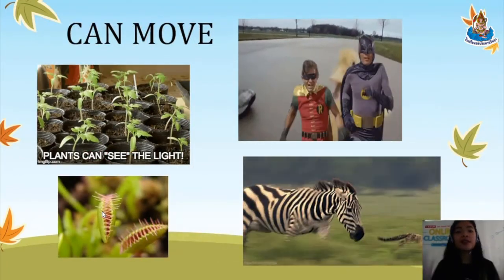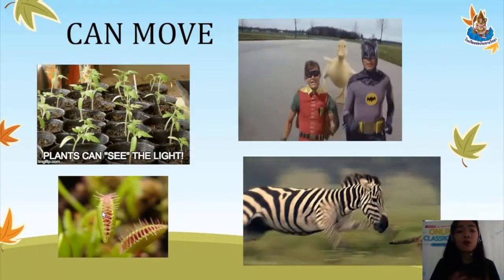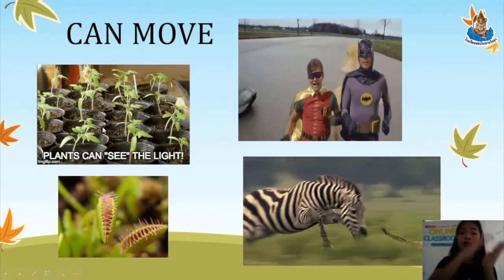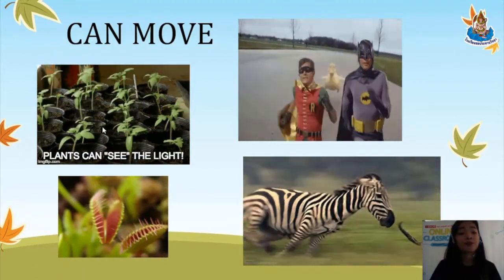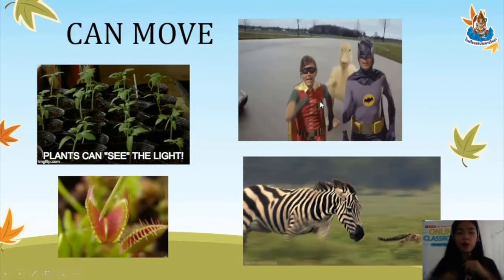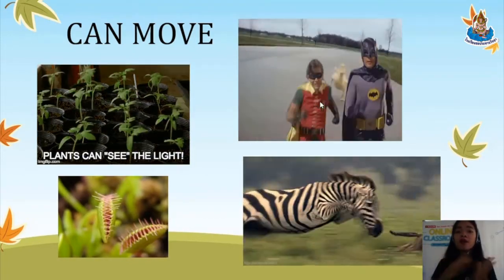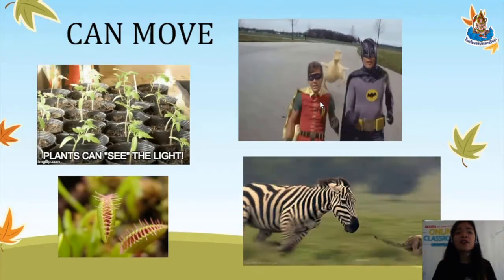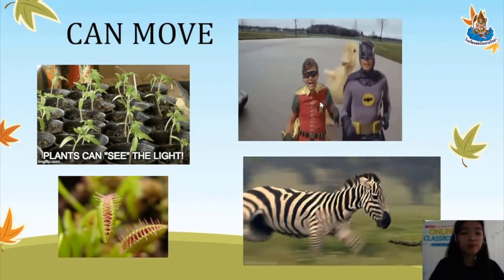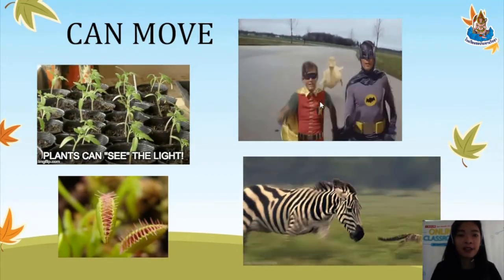Next, we have living things can move. Can move, it means movement. So, for example, we have plants here, they move towards the sun to get the sunlight. And for people, we can run, we can walk. And for animals, they can run, walk, slither, fly. So living things can move. Again, living things can move. That's right.